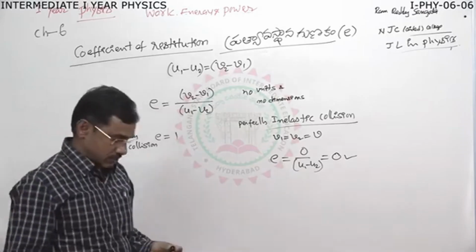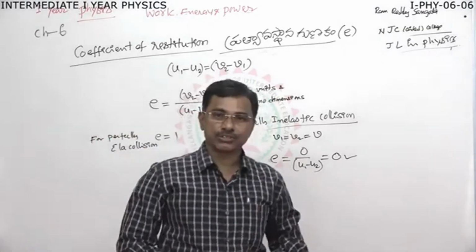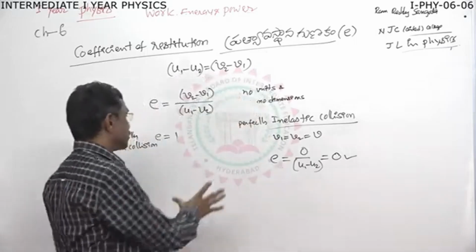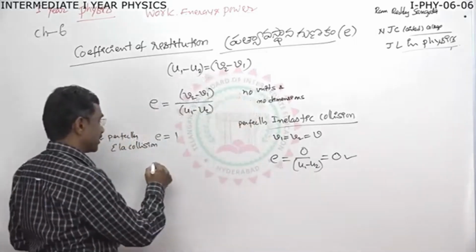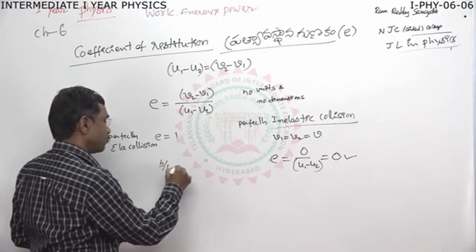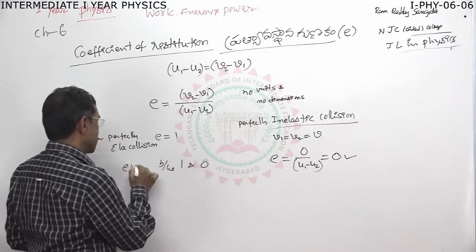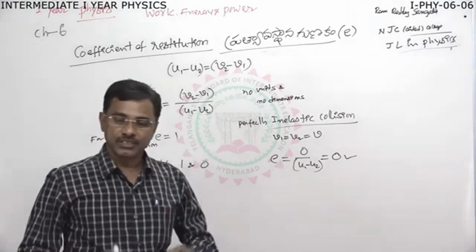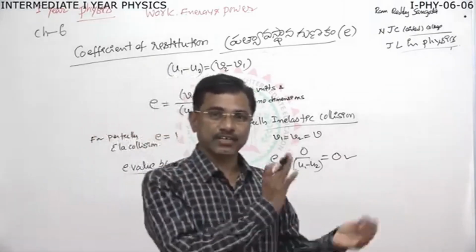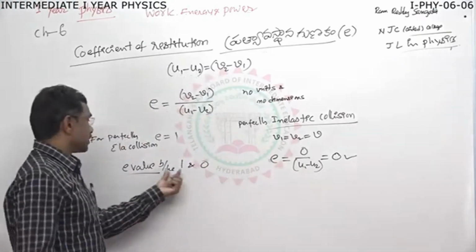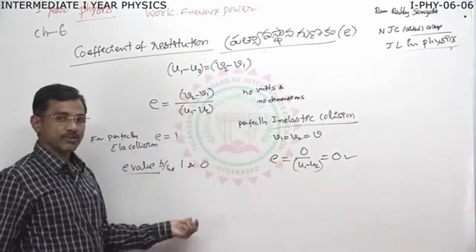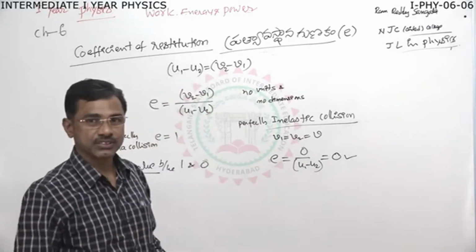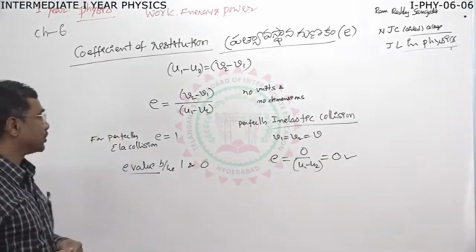But in real life, all the collisions are neither perfectly elastic nor perfectly inelastic. So neither 0 nor 1, mostly in between. The practical value in real life will be between 1 and 0. For all the collisions we observe in day-to-day life, it will be in between, mostly 1 by 2 or 1 by 3 or 1 by 4, some value. It depends on the nature of the surfaces and the nature of the objects involved in the collision process.